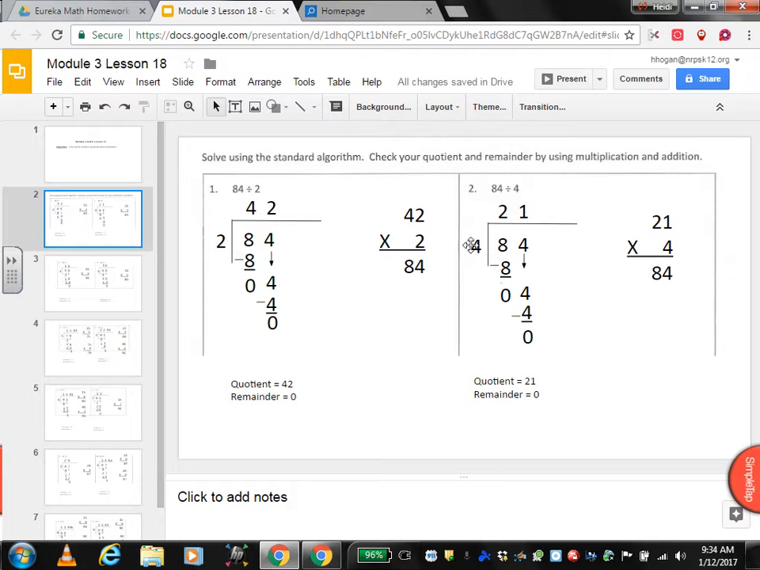So 84 divided by 2, the quotient, the answer, is 42 with no remainders. And we check with multiplication. So we do our quotient times our divisor. 42 times 2 is 84. Our answer is correct.